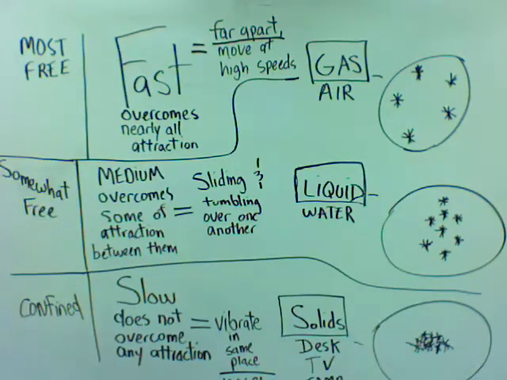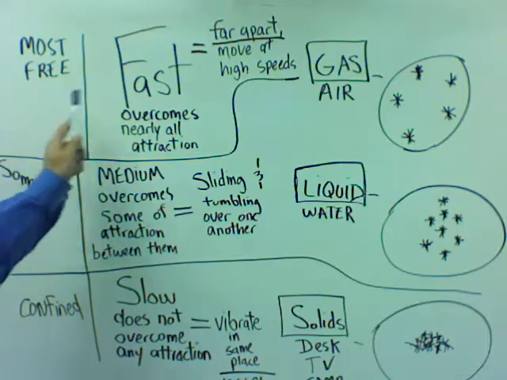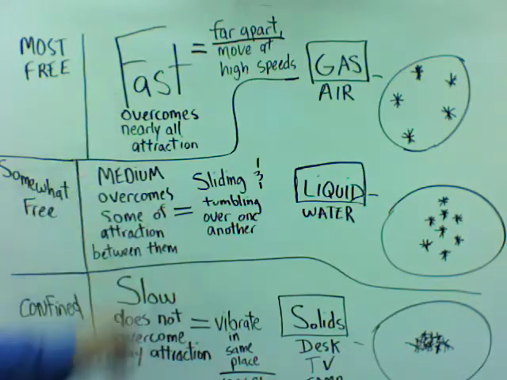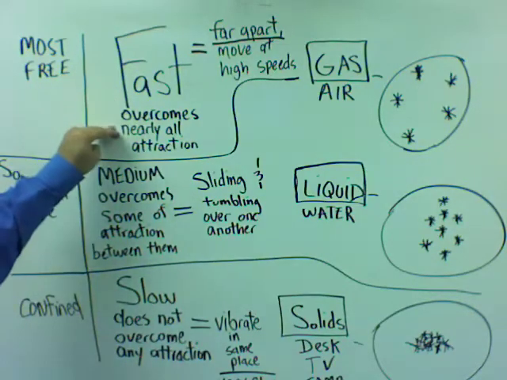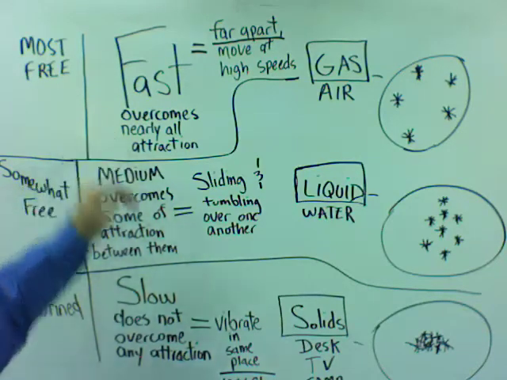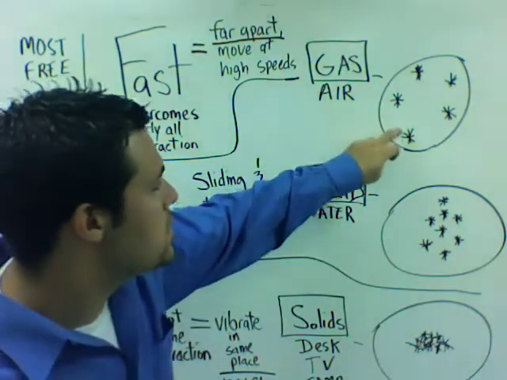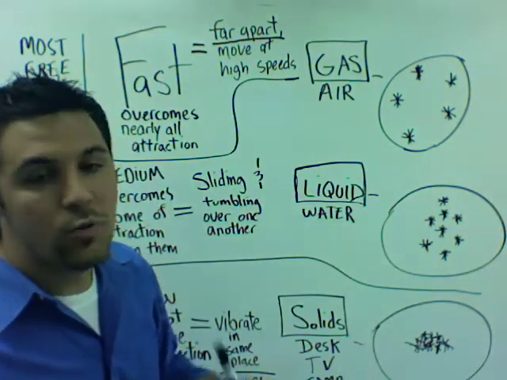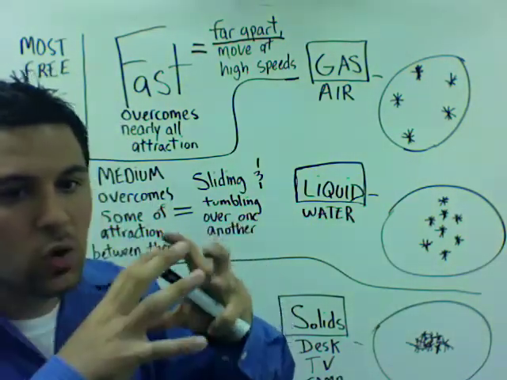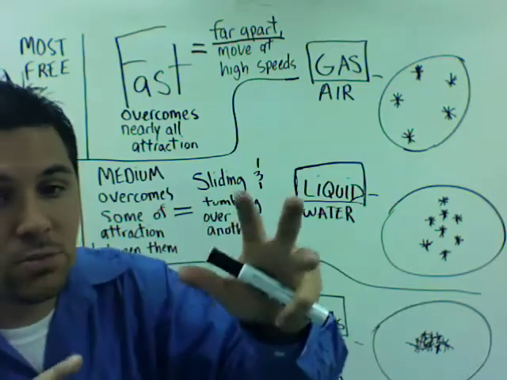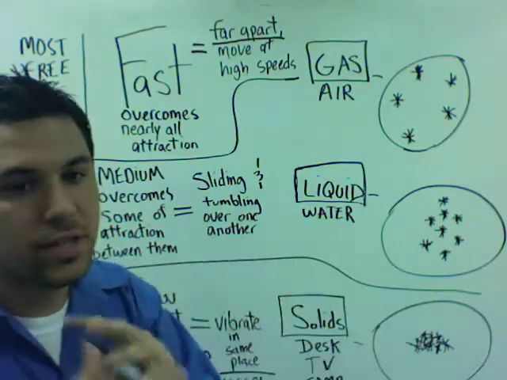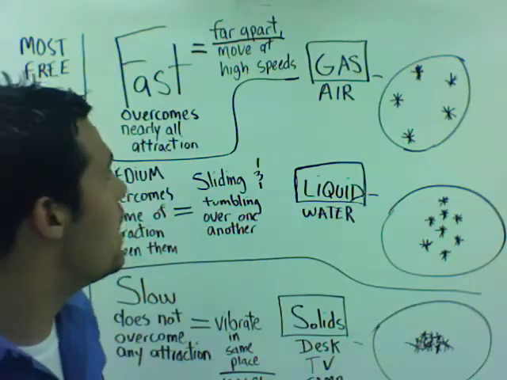So let's start at the beginning here. Gas is the most free. Liquid is somewhat free, and solids are confined. We'll start at the top. Because gas is the most free, it's also the fastest. Now, since it's so fast, it overcomes nearly all of the attraction it has to one another. All of these particles in here, they're moving so fast that they don't have to worry about being so close to one another. That overcomes the attraction they have for one another, if you can understand that.